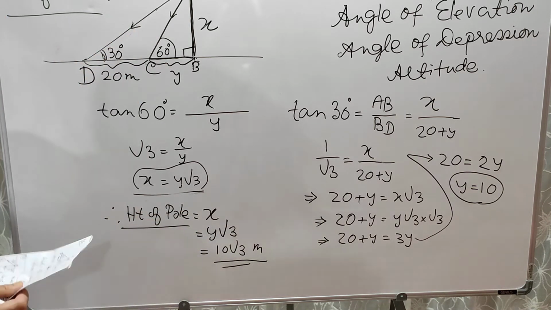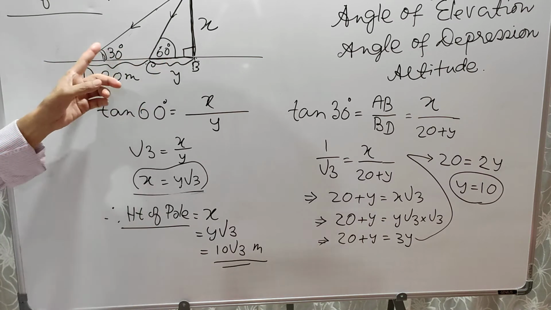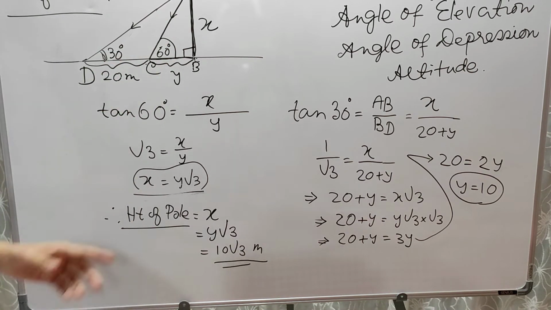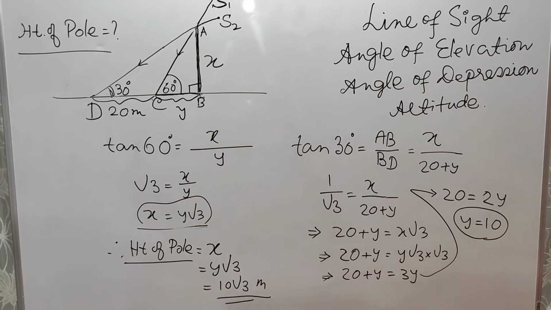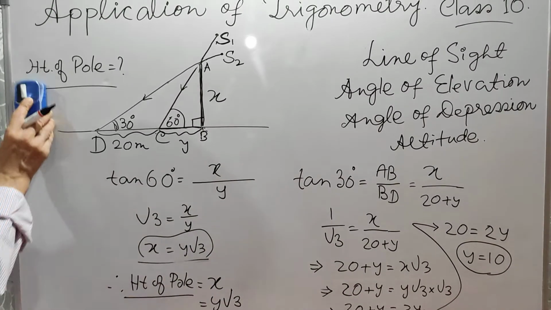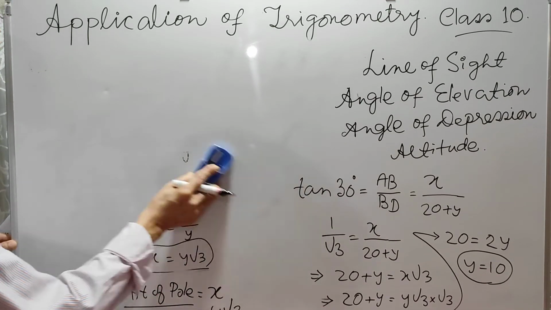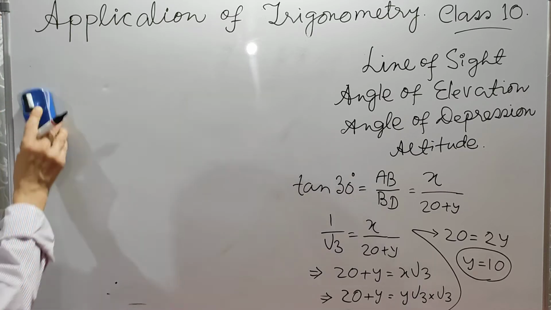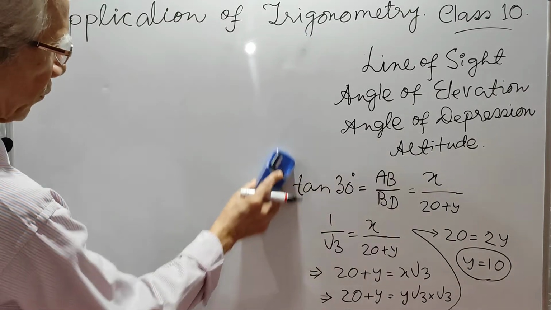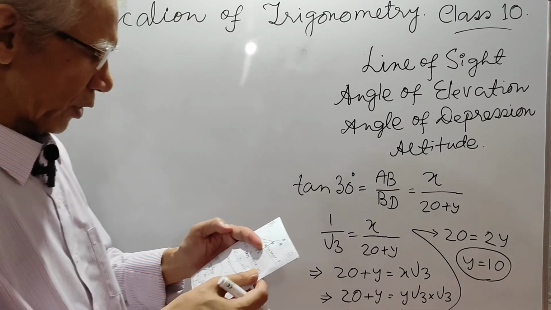So this is another kind of problem where the shadow is involved. Shadow is involved, and then two triangles like this, pole and shadow. All right. Now let us see the last one for today. I am trying to show you different types of questions where you can use the knowledge of trigonometric ratios. Okay. Yes, last one for today.